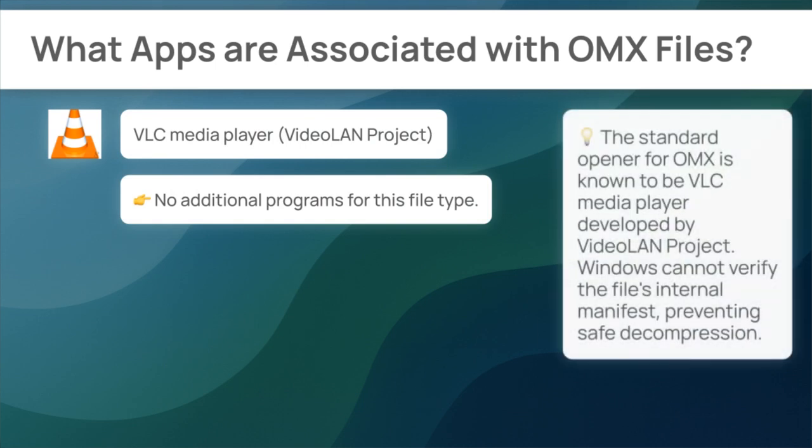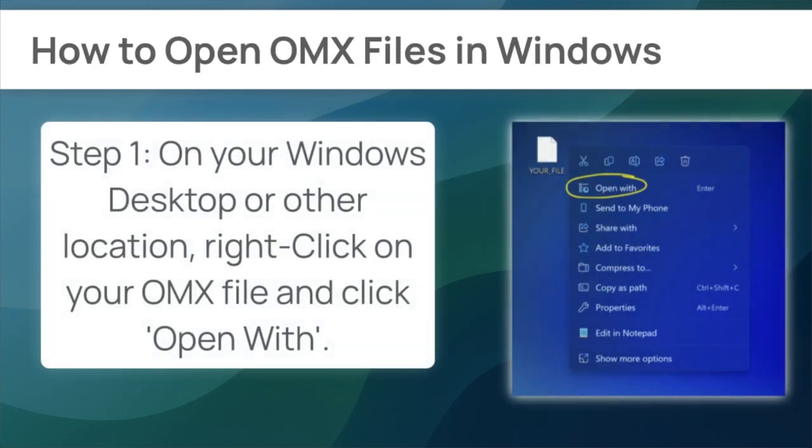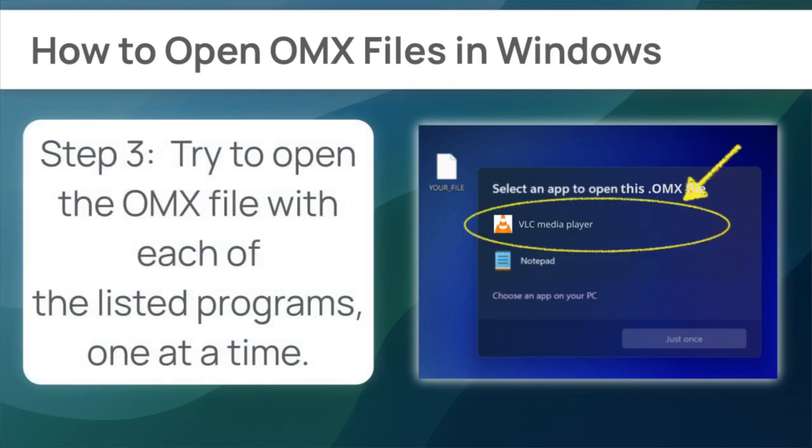Windows cannot verify the file's internal manifest, preventing safe decompression. Windows plays the audio, but advanced manipulation like equalization or restoration requires proper software. We are performing a vital system software check. Right-click your OMX file and choose Open With. Test with VLC Media Player first. If it's missing, select another program. The fix is often a simple software switch.